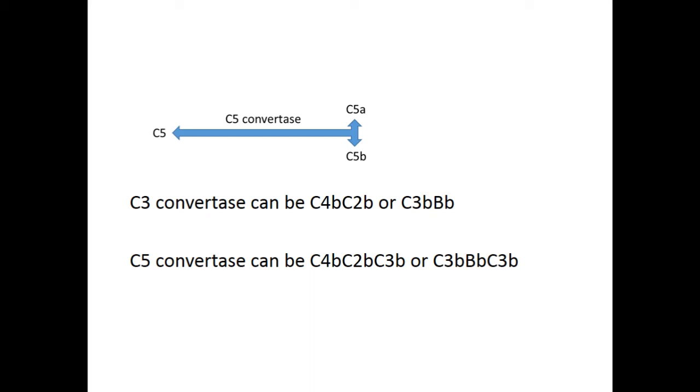Now the C5B can attach to C6, C7, C8 and C9, some of the other complement proteins that are seen, and it will form a ring-like structure or a pore-like structure, and this pore will attach to the surface of the pathogen and a pore is formed. We'll come to that.